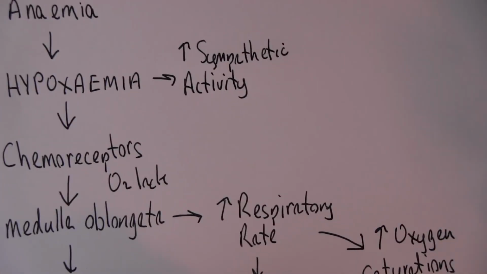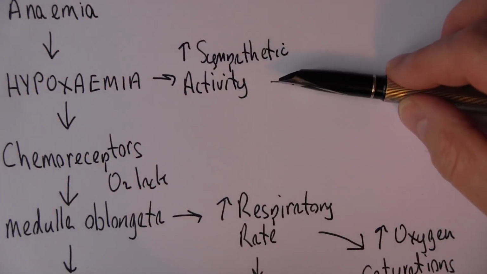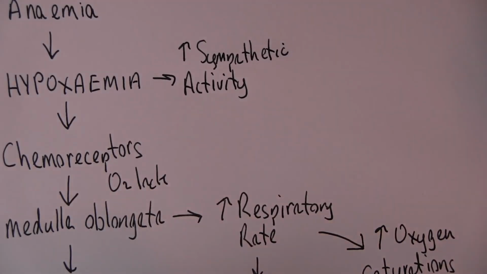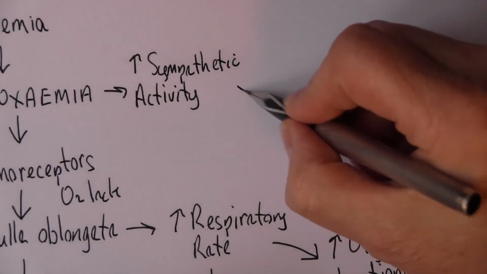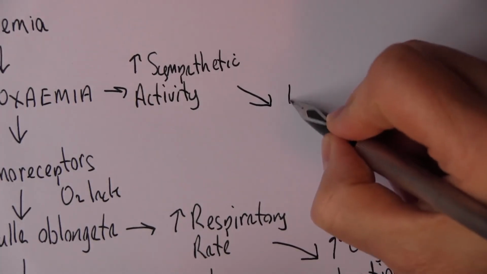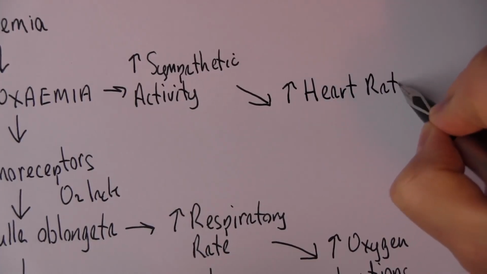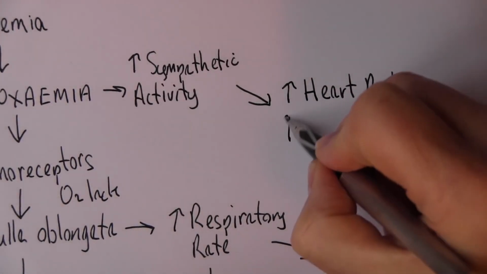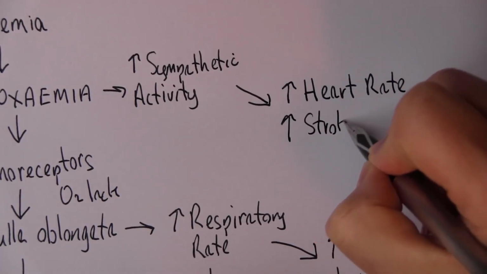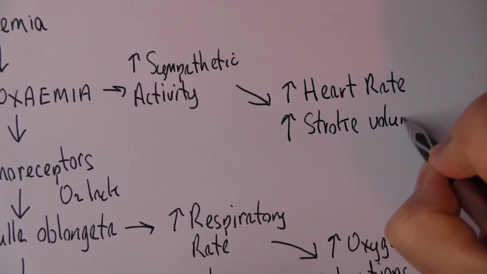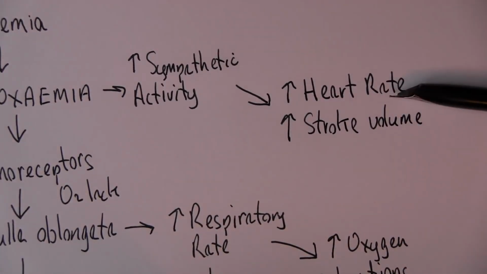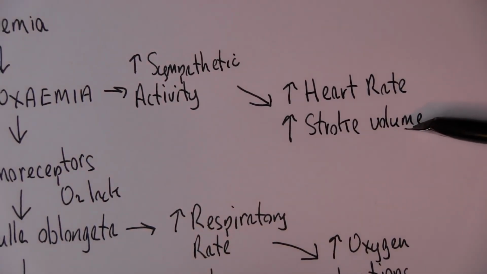Now, if you increase sympathetic outflow, if there's increased activity of the sympathetic nervous system, what's that going to do to the heart rate? Well, as you probably know, that's going to increase heart rate. And it's also going to increase stroke volume. The heart will beat more times per minute, and more blood will be ejected per cardiac contraction.